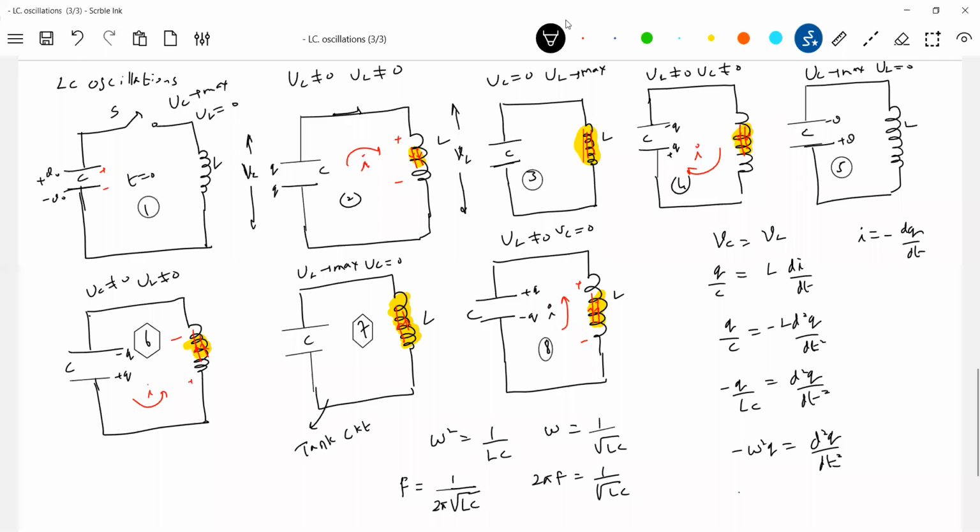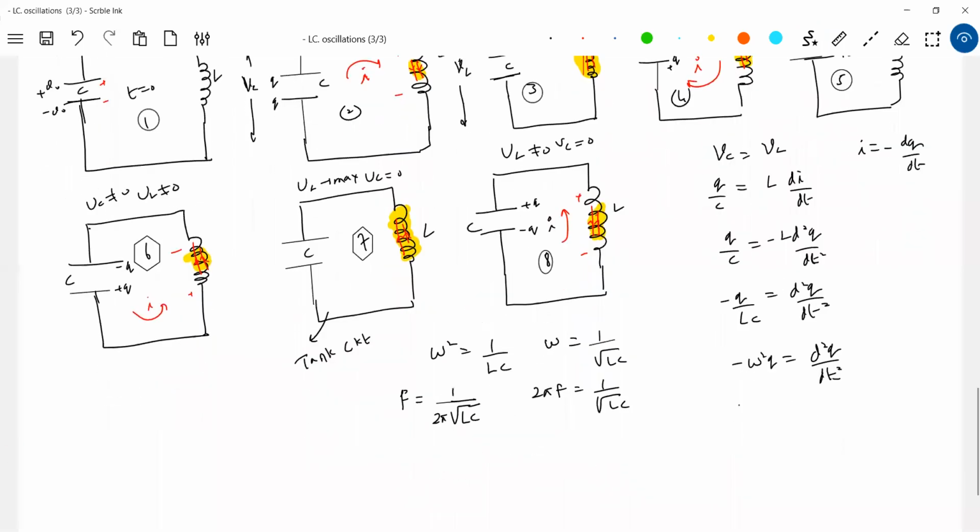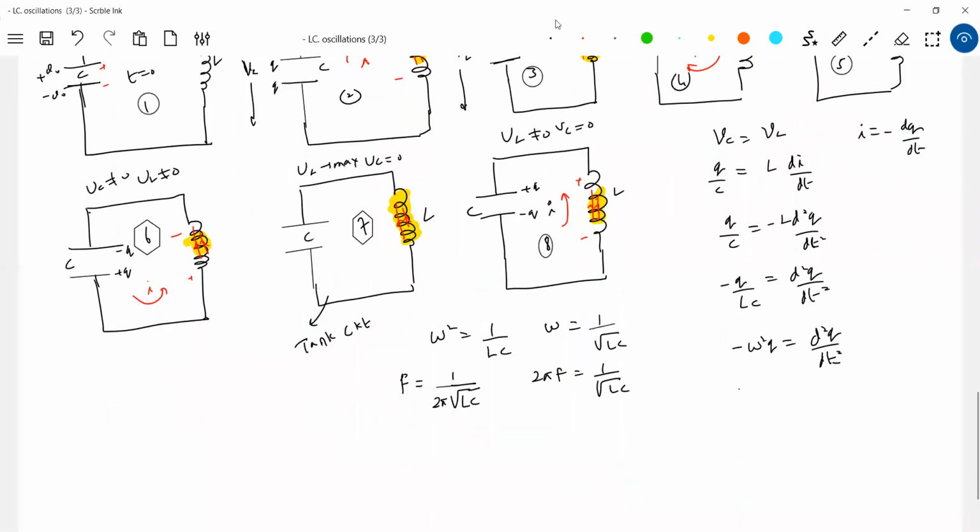Practically what happens? Because of the resistance of the connecting wires, the inductor will not be ideal, and the dielectric slab between the plates will have some resistivity. Because of that, there will be resistance. So I should bring in the practical tank circuit, the equivalent circuit of a practical one, which will look like this. The capacitor will not be ideal, so here I should show it like this. This is the resistance of the capacitor.